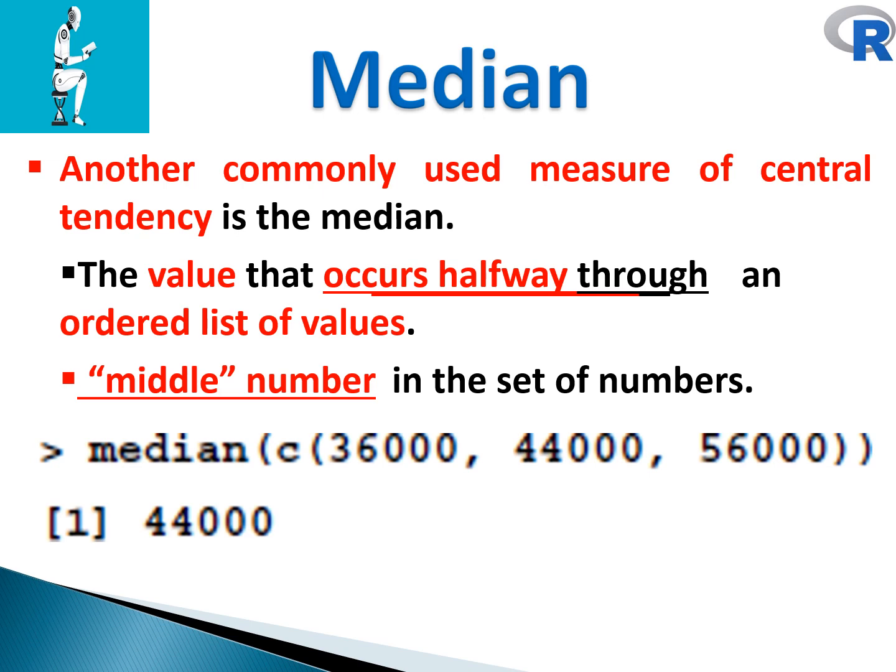To find the median manually, we have to arrange the data in ascending or descending order, and choose the middle value. If you have an odd number of values, you choose the exact middle value. If you have an even number of values, then we have to find the average of the middle two values. Hope you remember all these things.